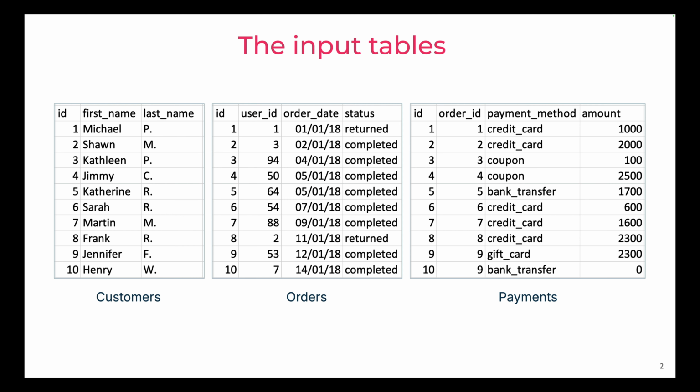And for payments, we have a table which can have multiple rows per order because the customer can choose to pay using multiple methods even for one order. For instance, she could pay using a credit card but also using a coupon.